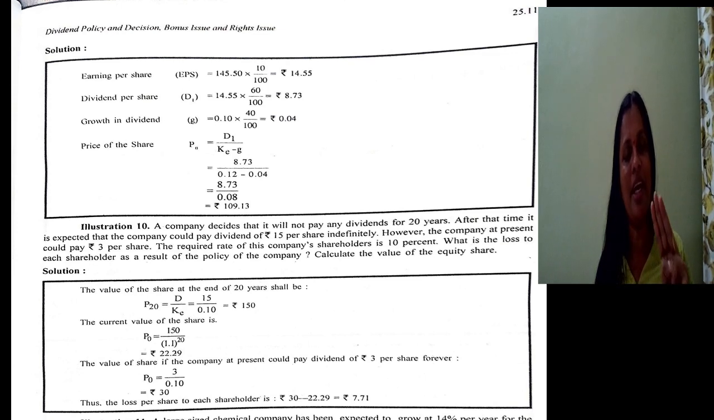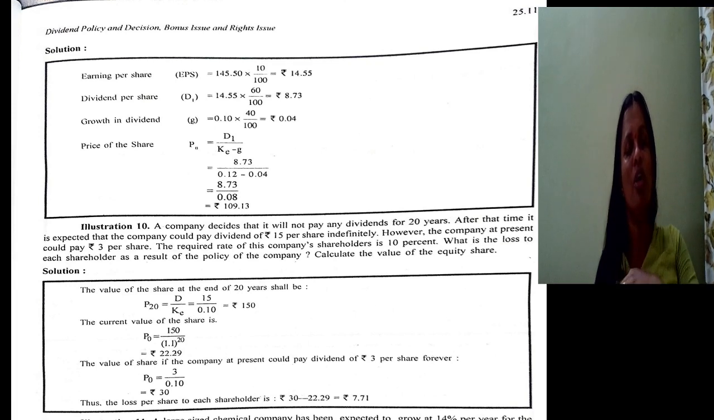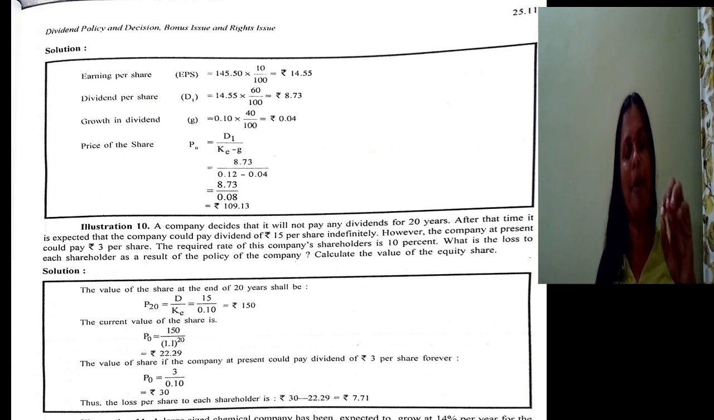So D1 will become, at the end of 20th year, it could pay how much rupees? 15 rupees divided by KE, that is 0.10 minus G. There is no growth in dividend at all because dividend was not at all paid. So 15 divided by KE 0.10. So P1, that is price at the end of 20th year, is rupees 150.